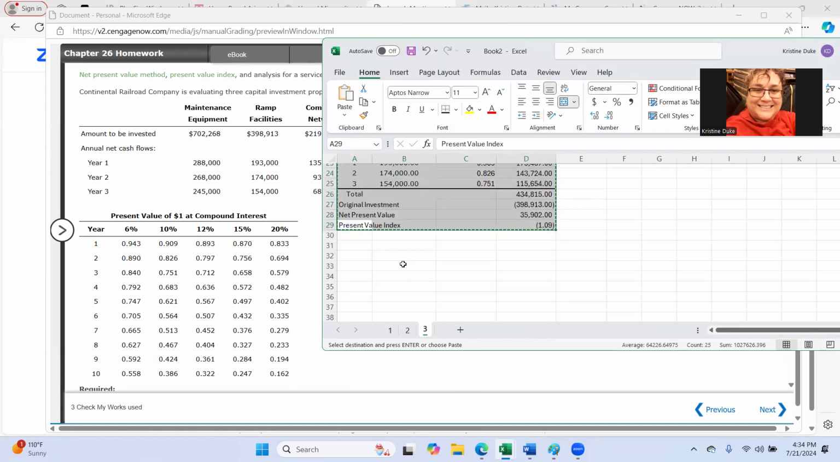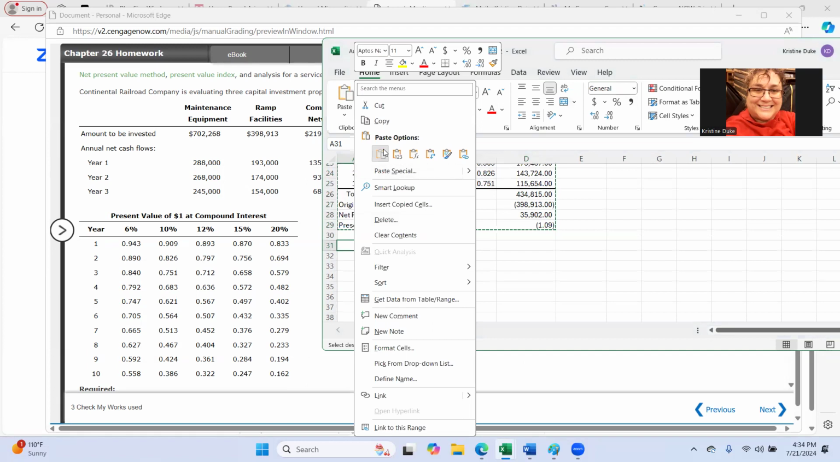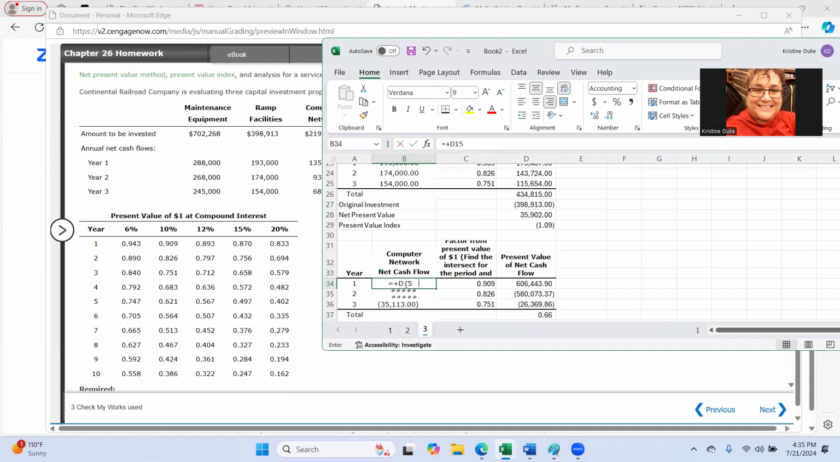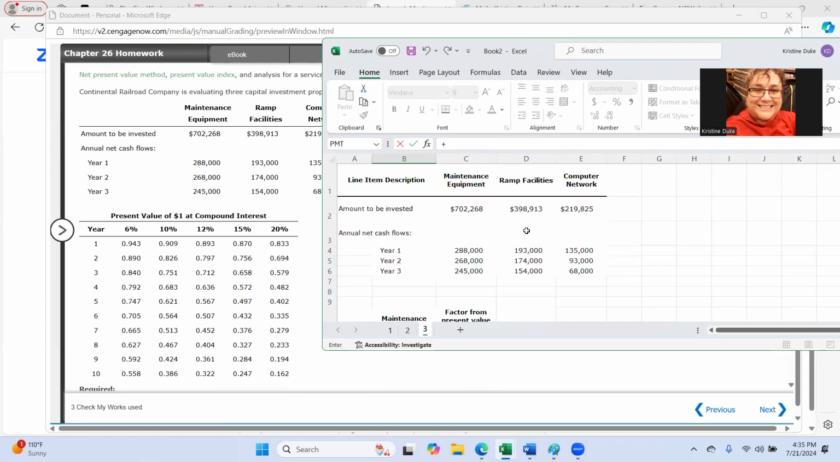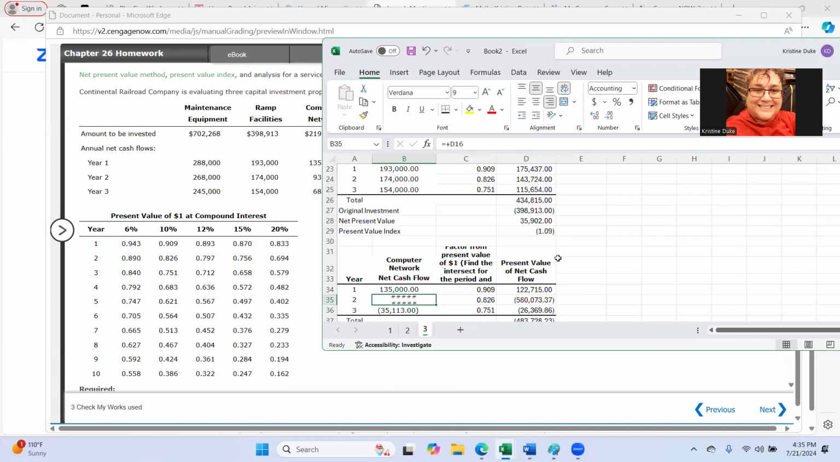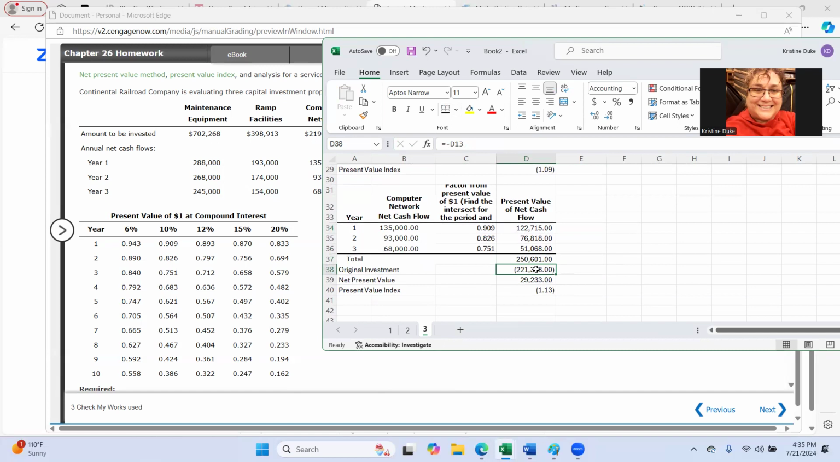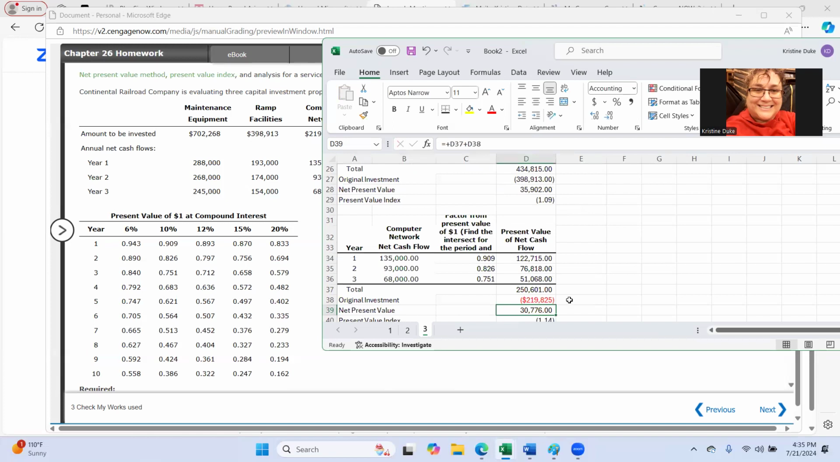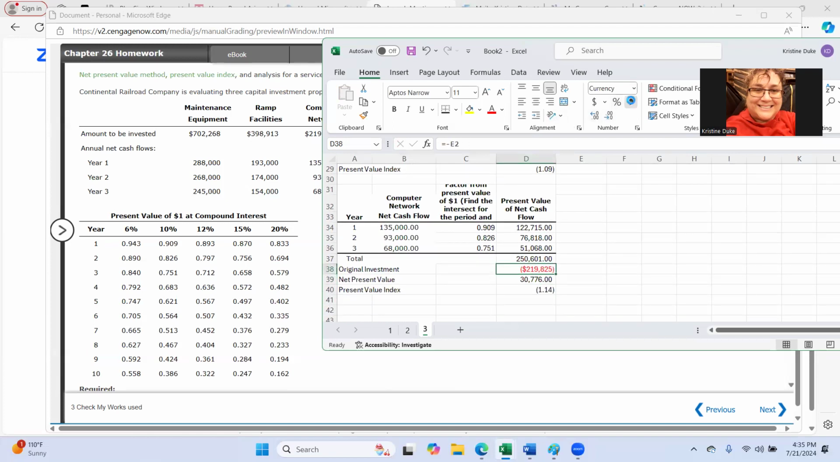And we're going to finish that up for the computer network. I'm going to come up here and change that to be computer network. Okay, come back over here. Drag it on down. Put my underline in. Negative. What's that going to be? 219,825. Make that pretty. Okay, that's nice.